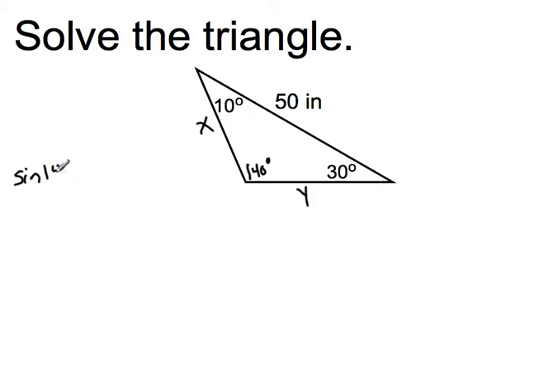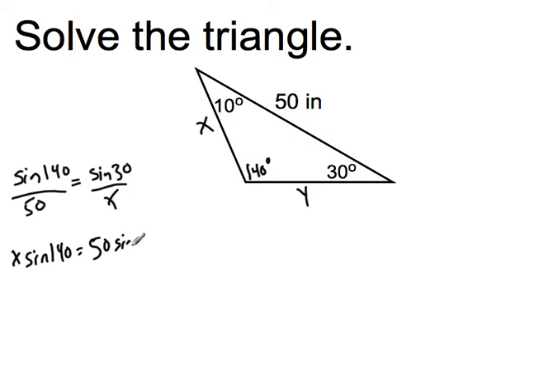The sine of 140 divided by 50 is equal to, and now we have an option. Do you want to solve for x or y first? I'm going to assume that the audience is very alphabetical and wants to take care of x first, so we're going to pair up the x with the angle opposite of it, which is 30 degrees. So sine of 30 divided by x. You cross multiply, you'll get x times the sine of 140 is equal to 50 times the sine of 30.